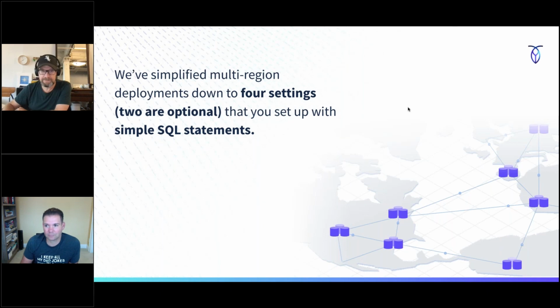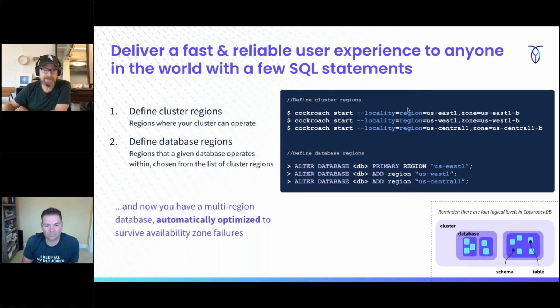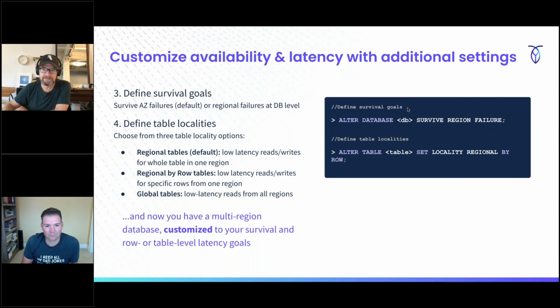Just to recap, we have simplified this multi-region thing for a database down to about 4 settings, 2 of which are optional. They're really simple command line statements that you could run. Inspection and observability of what's going on in the database is all in the UI that Chris showed. We have lots of other demos if you're interested in deeper exploration of CockroachDB. But ultimately, you define cluster regions, you define database regions, and let the database deal with where data lives and how things are going to work out.